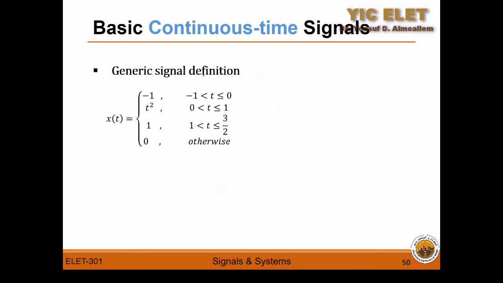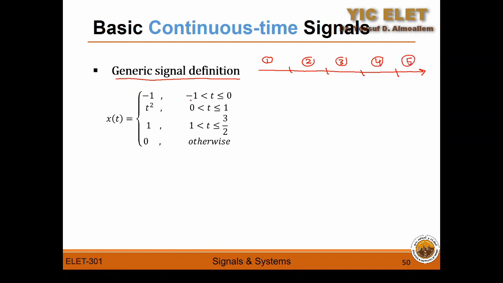Now we're moving to the generic definition of functions. So this is the generic signal definition. I just want you to consider that this is the real number line. So take segments of this real number line. Let's say it is 5 segments. So this is segment number 1, segment number 2, segment number 3, segment number 4, segment number 5.